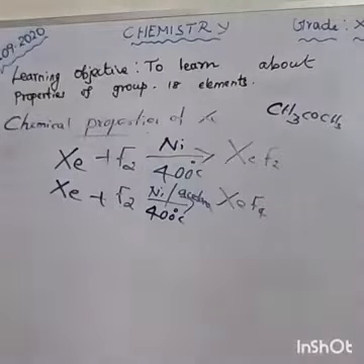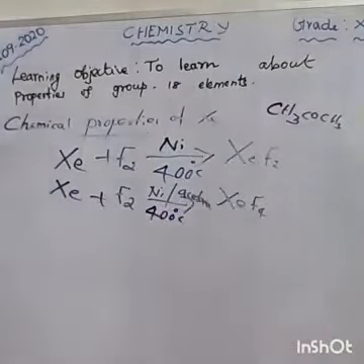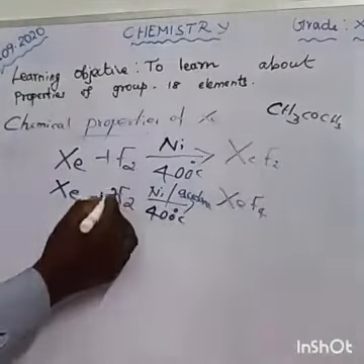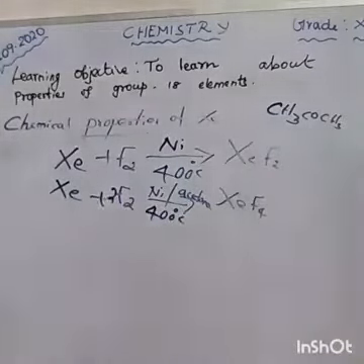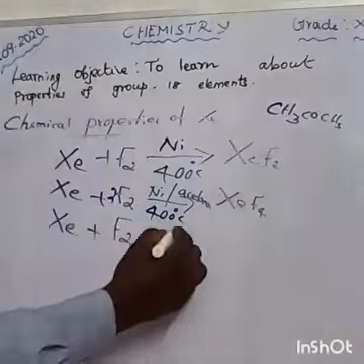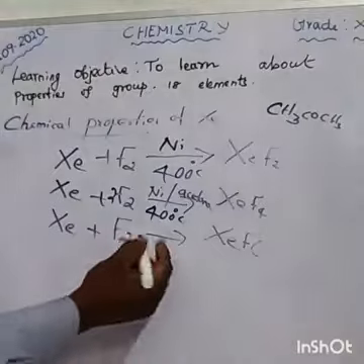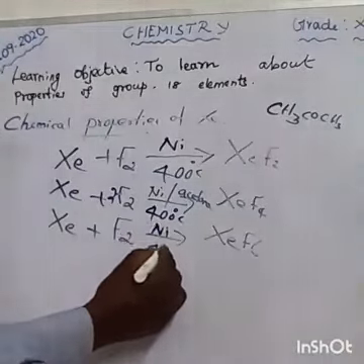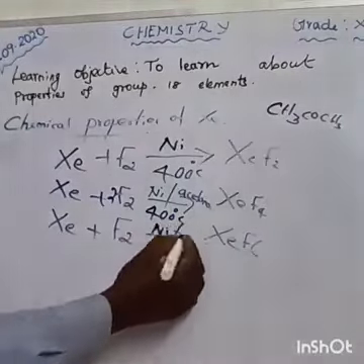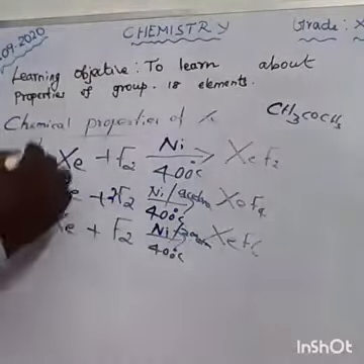How is xenon tetrafluoride prepared? Xenon reacts with fluorine to form xenon tetrafluoride. The equation is balanced: here there are 4 fluorine, so make it 2 here. So the equation is balanced. Next, how is xenon hexafluoride prepared? Xenon reacts with fluorine to form XeF6, xenon hexafluoride. Here the conditions are the same: nickel and 400 degrees Celsius, and also 200 atmospheric pressure. It's a very, very important question.